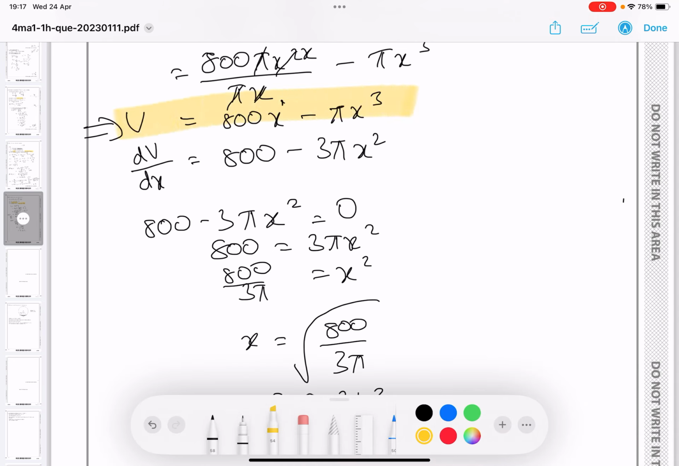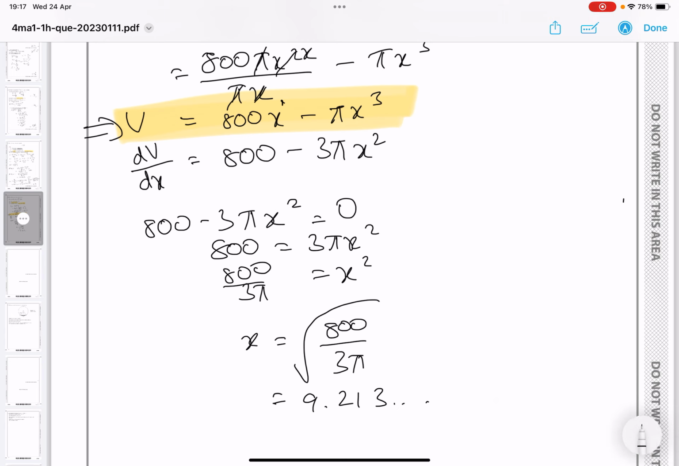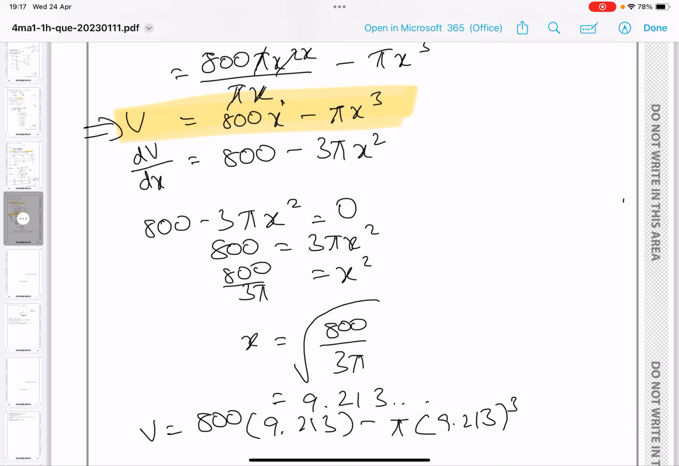Okay, you have to make sure you substitute it back into this equation here, because they're asking for the maximum value of V, not of x. So if we do that now, V equals 800 multiplied by 9.213 minus pi times 9.213 cubed. And that should give you an answer.